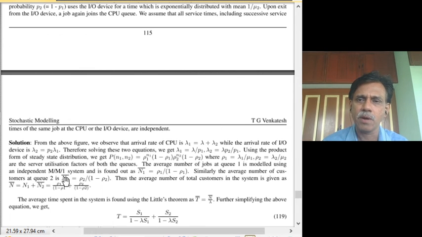Similarly, the average number of jobs undergoing IO operations is rho 2 by 1 minus rho 2. And the total average number of jobs in the system, n bar, is equal to n1 bar plus n2 bar, which is rho 1 by 1 minus rho 1 plus rho 2 by 1 minus rho 2. Like that you can do.